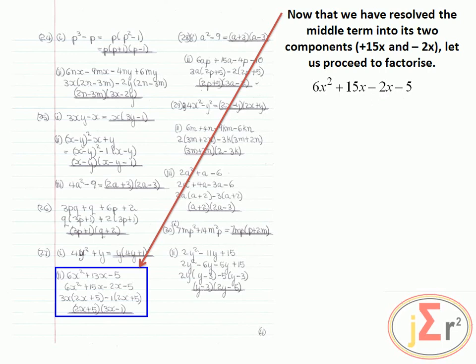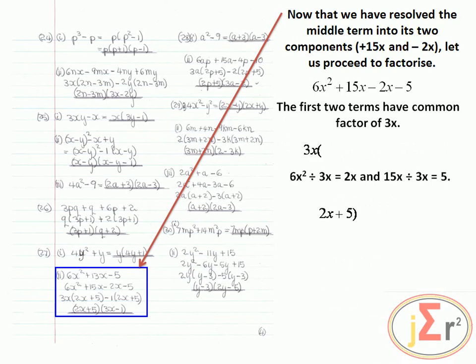So we know that our middle components are positive 15 and negative 2. And the first common factor that we apply to the first pair is 3x. And what do we do? We divide each term by the highest common factor. So we say 3x into 6x squared. 3 into 6 is 2. X into x squared is x. So we have 2x. And then we say 15x divided by 3x.